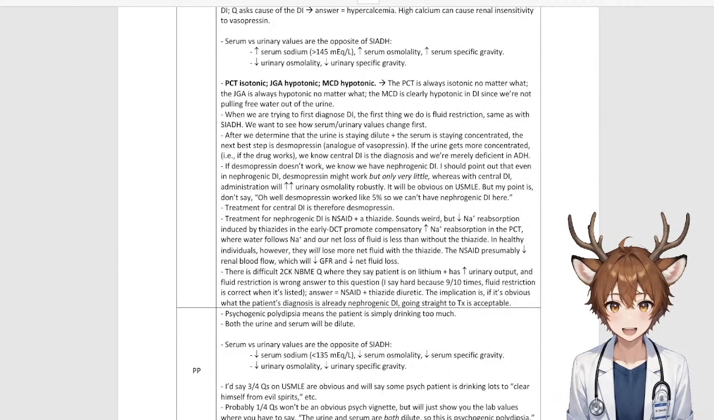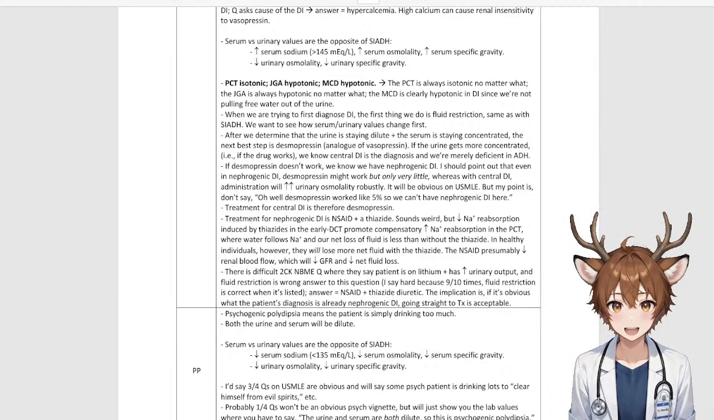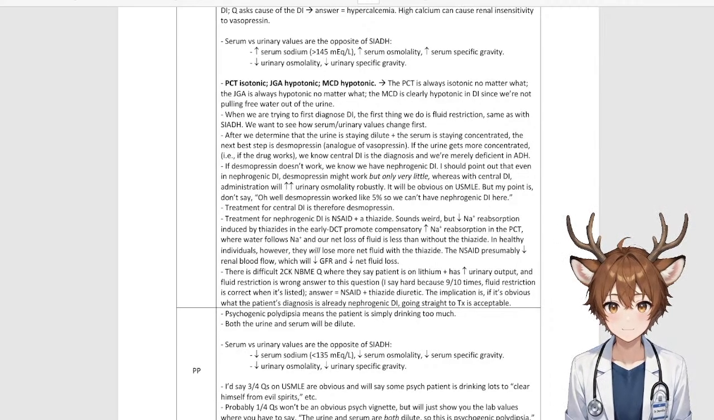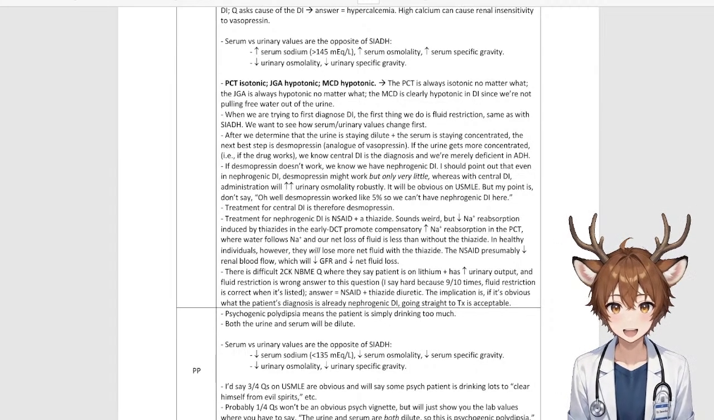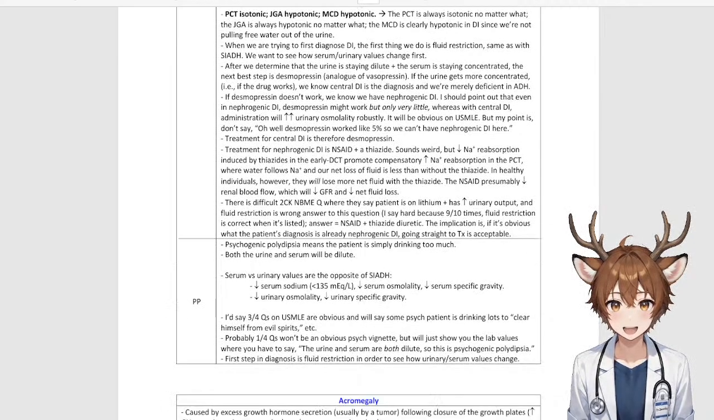The implication is that if it's obvious that the patient's diagnosis is already nephrogenic DI, just going straight to the treatment is acceptable, at least in certain circumstances like this, potentially. Just be aware of the possibility. That might be the answer.